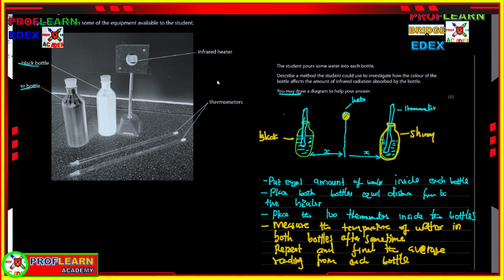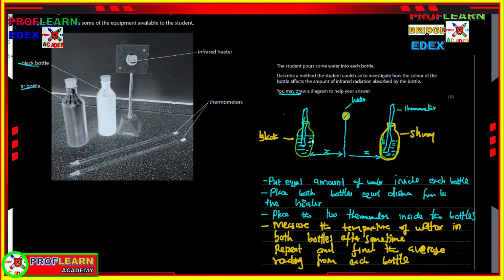The student pours some water into each bottle. Describe the method the student could use to investigate how the color of the bottle affects the amount of infrared absorbed by the bottle. So what I decided is that I'm going to put the heater somewhere here. Then I'll put the black and the shiny silver bottle at a distance apart, but the distance should be the same so that they are going to absorb the same amount of radiation.